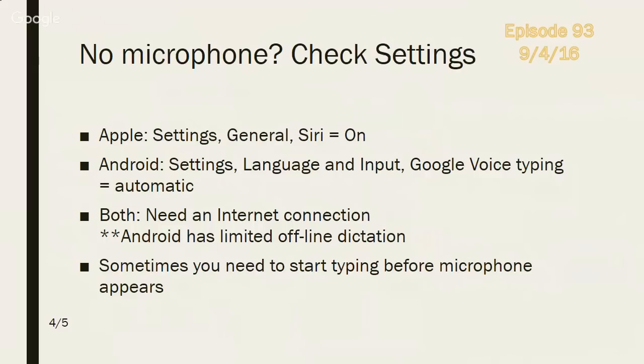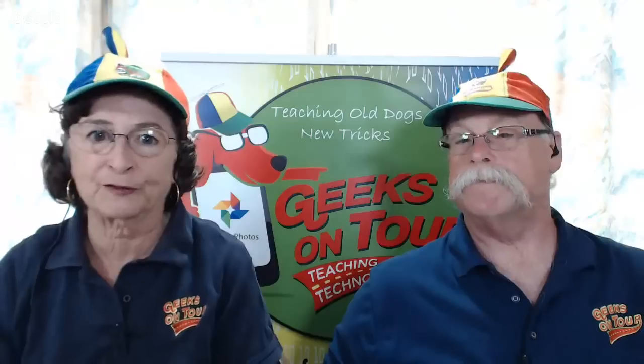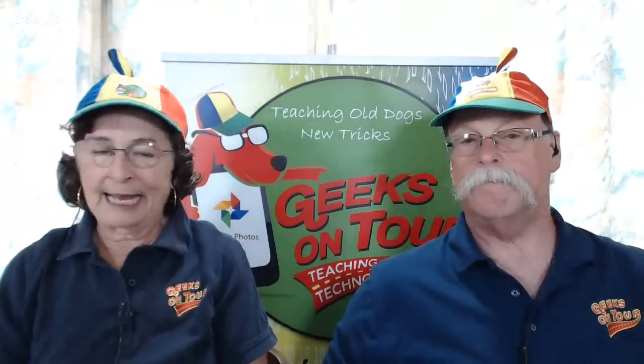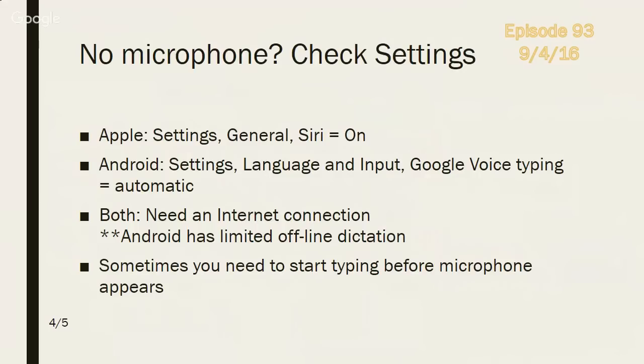There's also lots of different keyboards. So depending on how you have your device set up, you might have to go into settings for the keyboards that you're using. And on the Android, the main setting is called Google Voice Typing. And it should be on, but I can't figure out how to turn it off. But if you go into language and input, that's where you'll find it. Now, both of them do need an internet connection. The voice recognition is handled online.